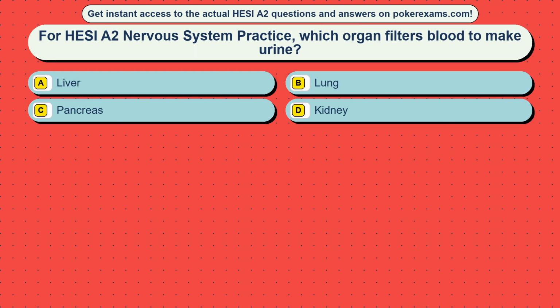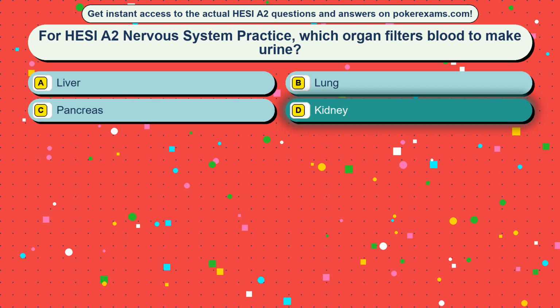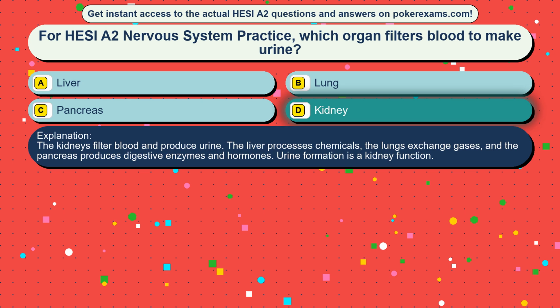Question 42. For HESI A2 nervous system practice, which organ filters blood to make urine? Option A, liver. Option B, lung. Option C, pancreas. Option D, kidney. The correct answer is option D, kidney. The kidneys filter blood and produce urine. The liver processes chemicals, the lungs exchange gases, and the pancreas produces digestive enzymes and hormones. Urine formation is a kidney function.